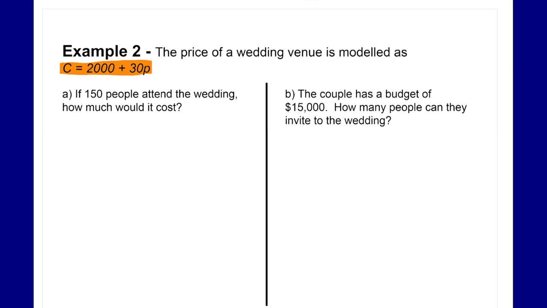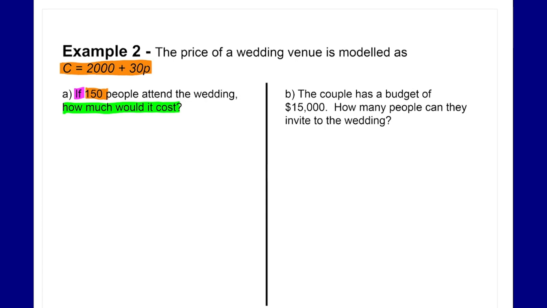If we look at A, this will give us a little bit more. It says "if," so that's important. So this is telling us that something's going to happen. We do have a number of 150 people. And it says, if 150 people attend the wedding, how much would it cost? So we're looking for how much would it cost. That's the question. We need to figure out a cost.